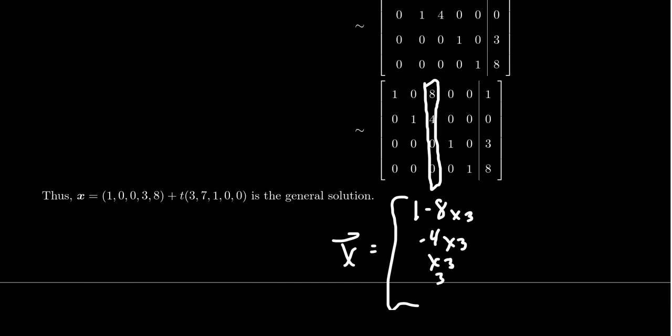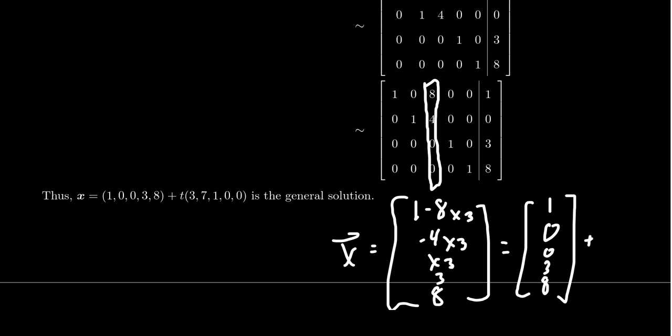And then x4 was 3, x5 is an 8. And so if you pull that apart, you're going to have this constant vector, 1, 0, 0, 3, 8. This is a particular solution to the system. Then you're going to get t times just the x3 part. You're going to get 0, 0 down there. A negative 8 is the same thing as 3, so if you prefer a positive, you can do that. A negative 4, you could write that as a 7. And then you get a 1 right there. So this gives you your general solution as is written right here.